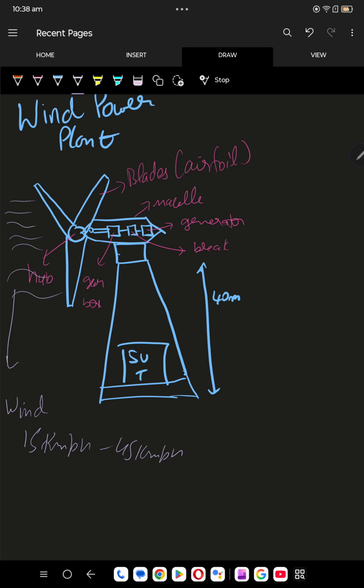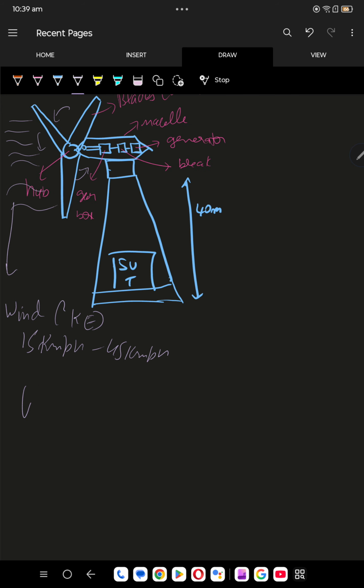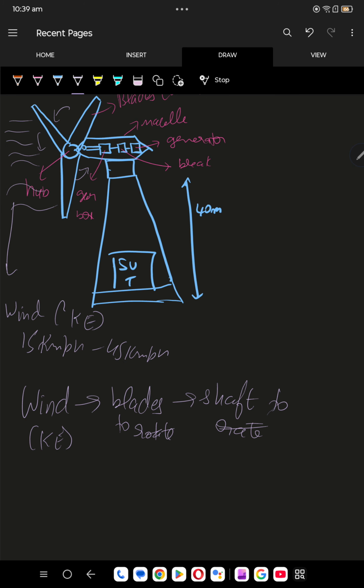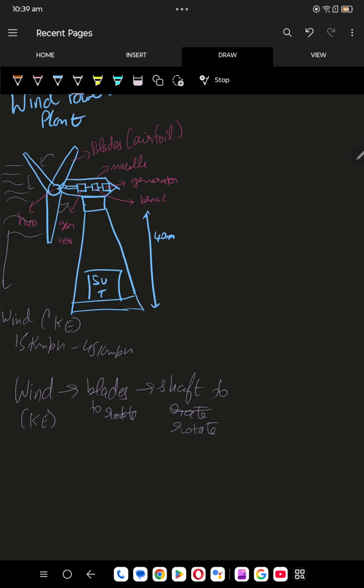Now this wind will have kinetic energy. So kinetic energy is coming. This wind hits the blade, which causes the blades to rotate. The blades will rotate. Okay, wind energy, which has kinetic energy, will cause the blades to rotate, which will cause the shaft to rotate. There's a part called the shaft. It will cause the shaft to rotate. Okay, when the shaft rotates, it's going to produce mechanical energy.